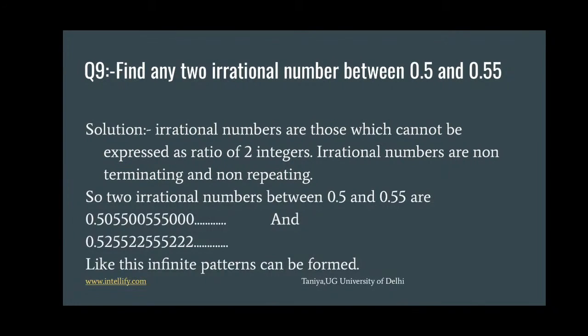The next question is: find any two irrational numbers between 0.5 and 0.55. In this question we want to find two irrational numbers between 0.5 and 0.55, and irrational numbers are those which cannot be expressed as a ratio of two integers. Irrational numbers are non-terminating and non-repeating. So the two irrational numbers between 0.5 and 0.55 are many, they are infinite.